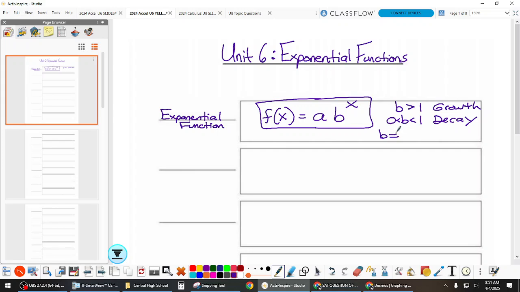Okay, b has to be greater than 0. It can't be 0 or negative. Because if we just did 0 to something, that's kind of pointless. And if it's negative, we're flip-flopping back and forth, and it doesn't make a function. So I'm going to translate that into words just because it looks kind of weird with these other two. B must be greater than 0, just to add that in there.